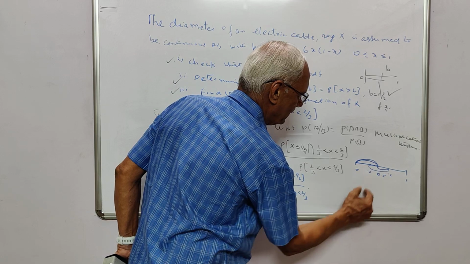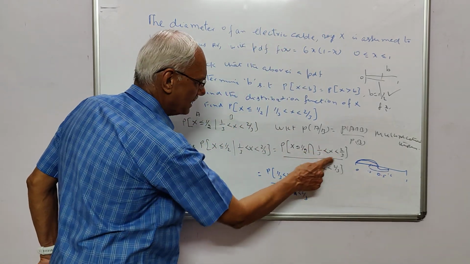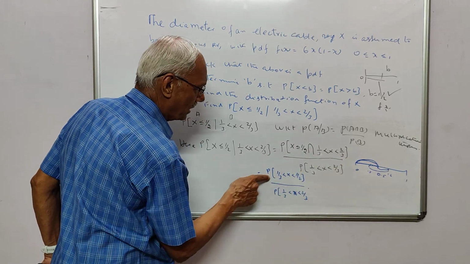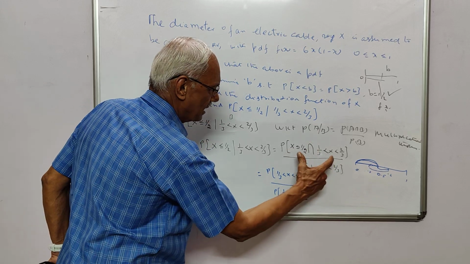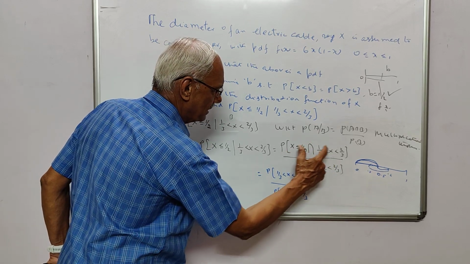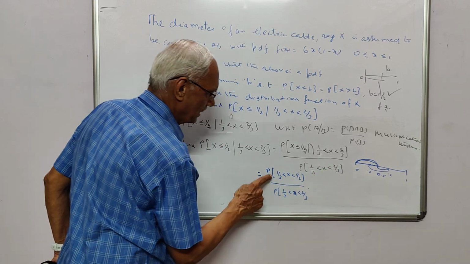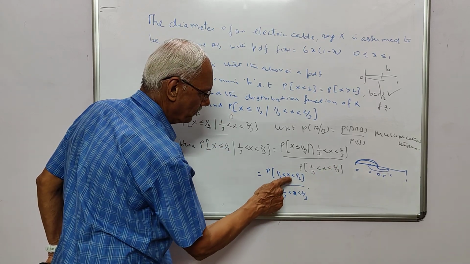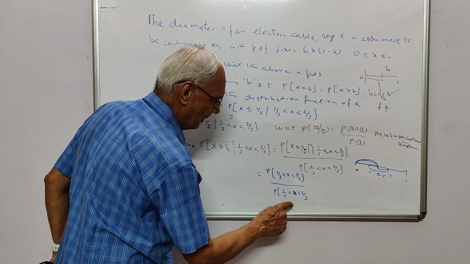What is common between these two? It is 0.3 to 0.5. So the conjunction of these two will become what? These two are sets. The intersection of these two sets is nothing but 0.3 to 0.5. That is the probability of 1 by 3 to 1 by 2, divided by this.